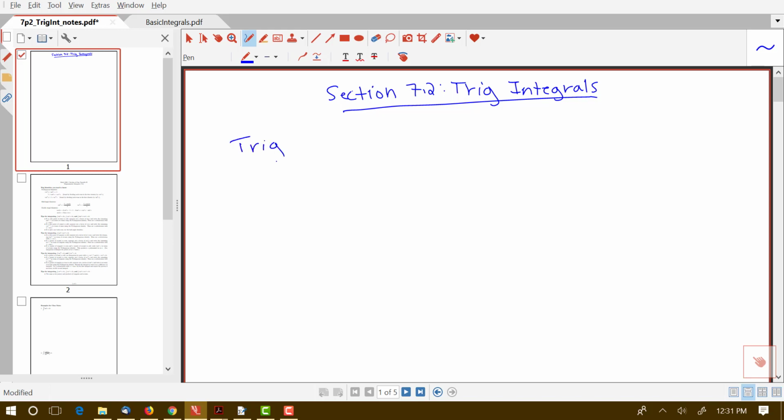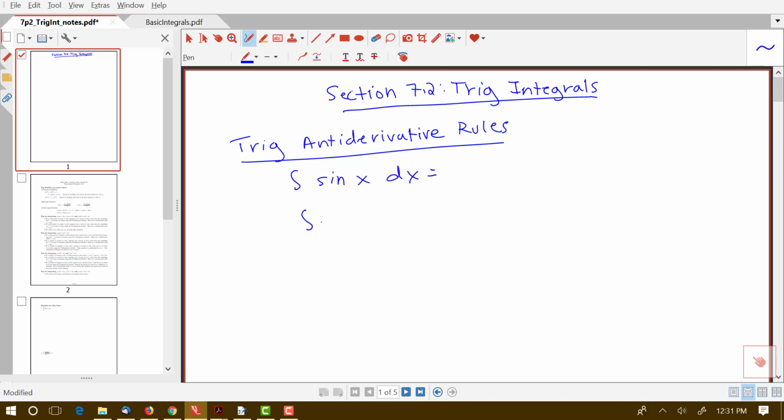So let's start with the trig antiderivative rules and remind ourselves about the ones that we know so far, and then we're going to learn 2 additional rules. So we'll end up with antiderivative rules for all 6 of our trig functions. So remember, we know what the antiderivatives of sine and cosine are. So we know that the antiderivative of sine is negative cosine.